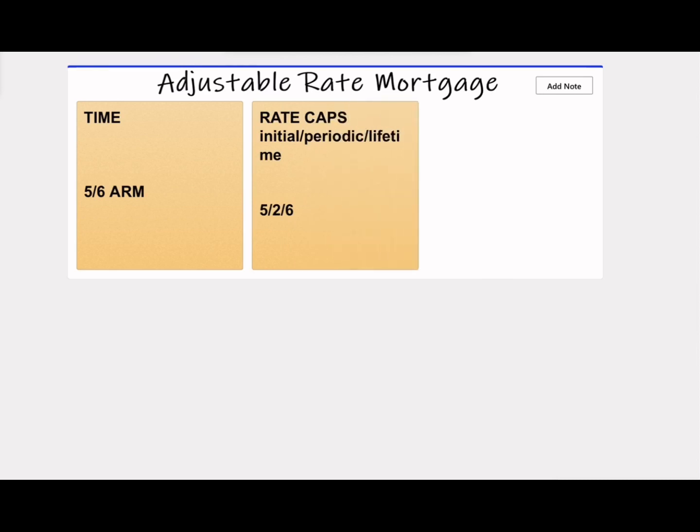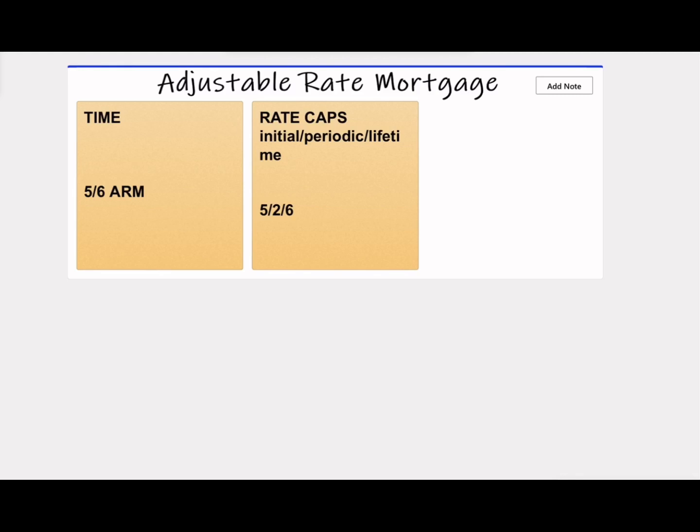Rate caps are used to protect the borrower from payment shock. The 3 numbers are related to the most an interest rate can increase in a given period. Rate caps have 3 sections separated by slashes. The first number, 5, is associated with the very first adjustment of the interest rate, called the initial rate cap. The second number, 2, is the periodic rate cap for all the subsequent adjustments thereafter.